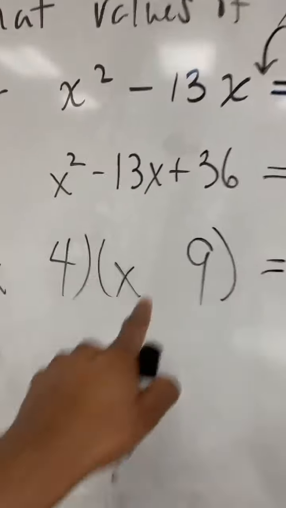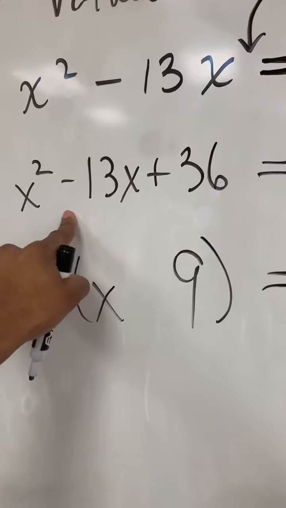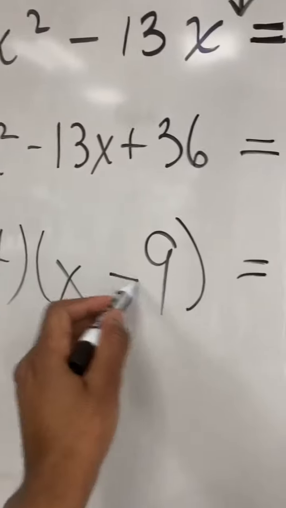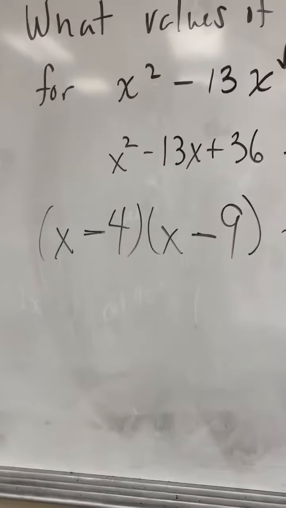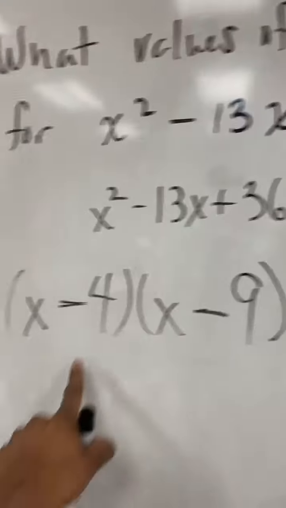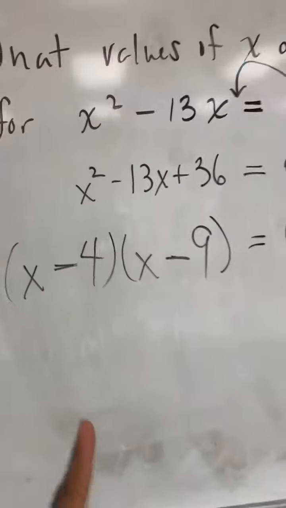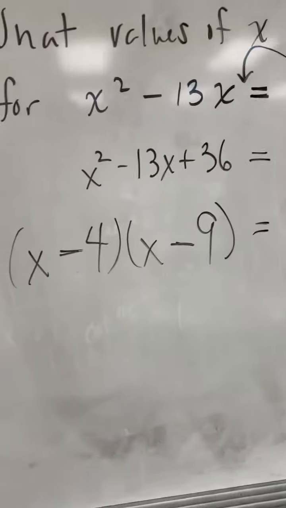But remember, this is a positive 36. This is a negative 13. That means both of these numbers have to be negative for that to happen. Because a negative times a negative is a positive, but a negative plus a negative is still a negative. So these two are my factors.